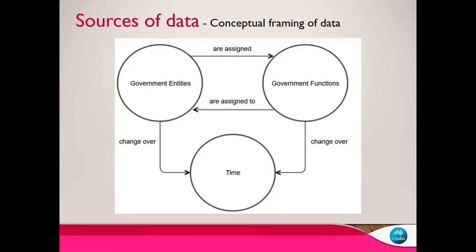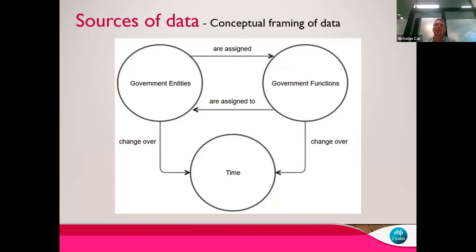Okay, so very quickly, the framing of the data used in this project: we've got government entities, so these are agencies. They have different words in different data sets, but they're units of government, and they're assigned government functions. The functions can be legal functions, they can be policy, there's a whole range of ways you might establish these functions and describe them. And both the government entities and the government functions change over time, and that just makes things difficult. But that's the way it is.